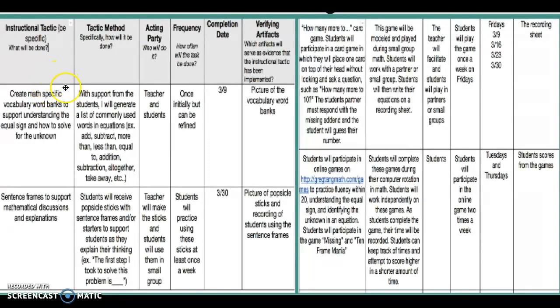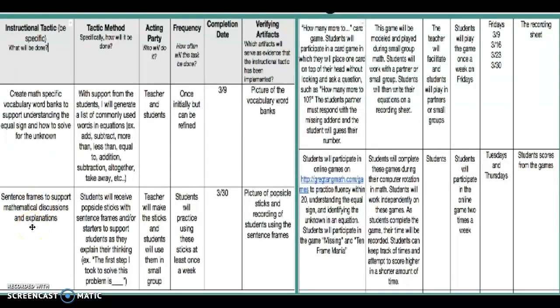So one instructional tactic, the most important one that would be done, was to create specific vocabulary word banks to support understanding the equal sign and how to solve for the unknown number. Vocabulary words and providing pictures for the students is very important. They're able to see and work through how to solve for the unknown number.